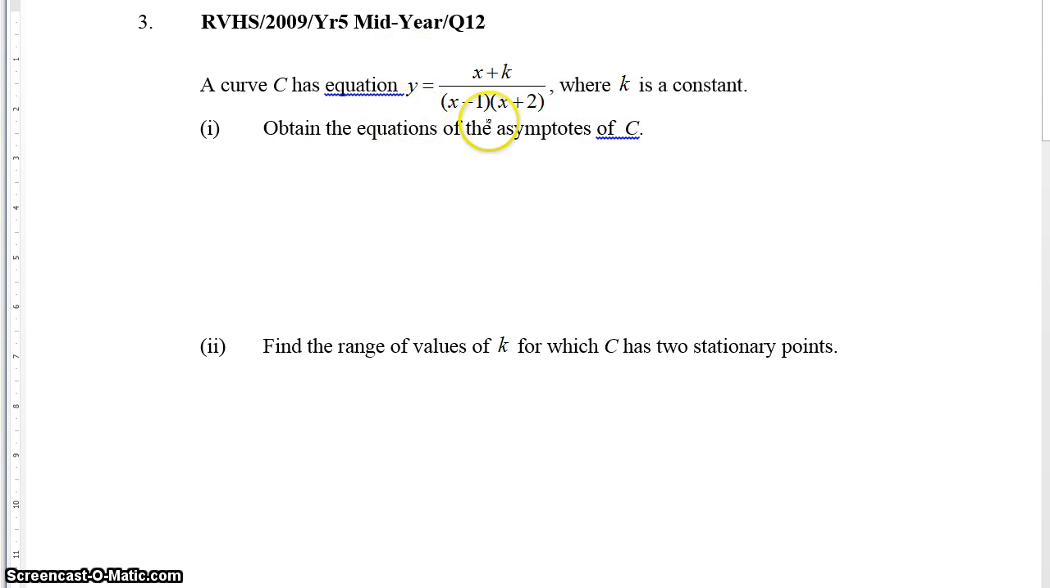So when we look at this graph, the first thing that we should notice is that this is a rational function. What does a rational function mean? Well, it means that you've got one polynomial, which in this case is x plus k, divided by another polynomial, x minus 1 times x plus 2. In this case, if I want to find my asymptote, all I have to do is set the denominator equal to 0 and solve.